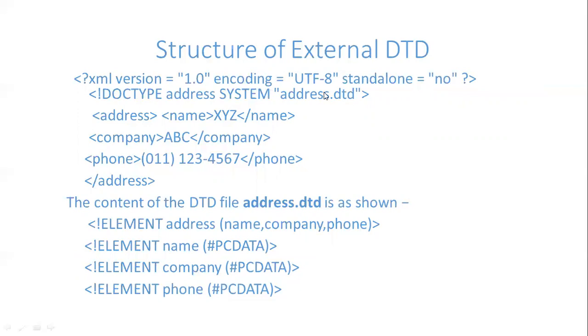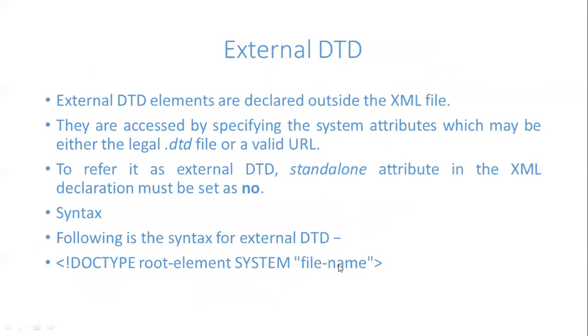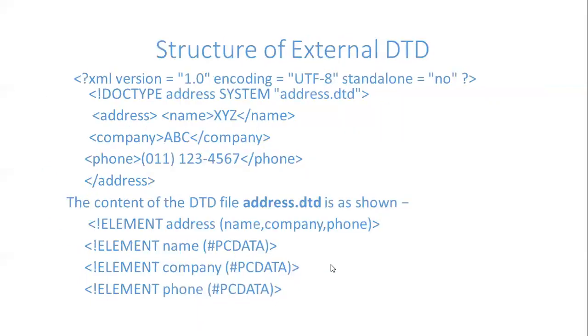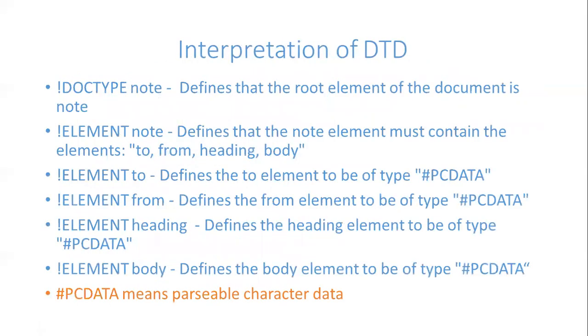Now in this case, this address.dtd is specified here as per the syntax. You can just see here, you need to specify the DTD file. So in this case, you need to specify address.dtd and then the remaining part of the XML file. So here are two types. One is the internal DTD, the other one is the external DTD.